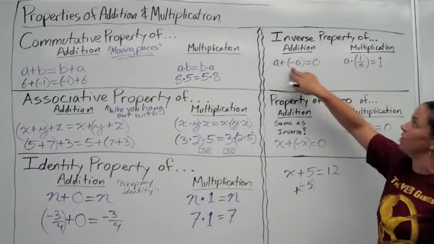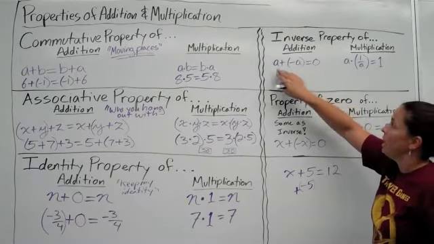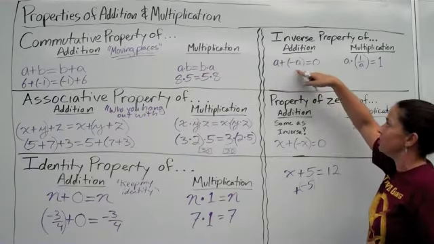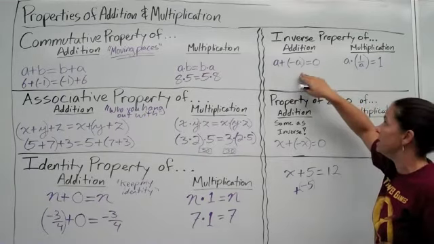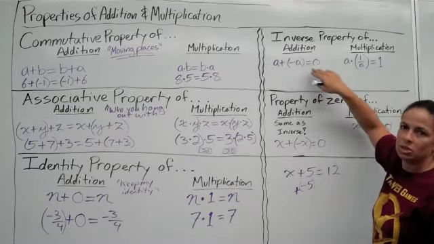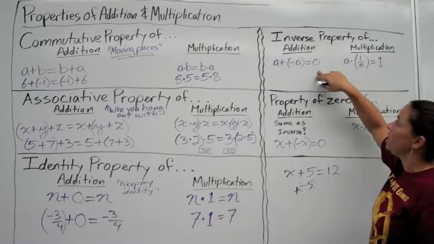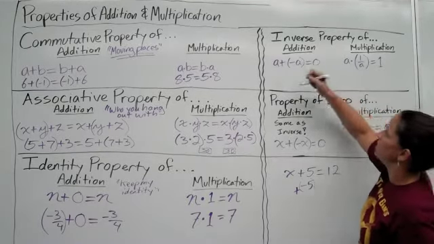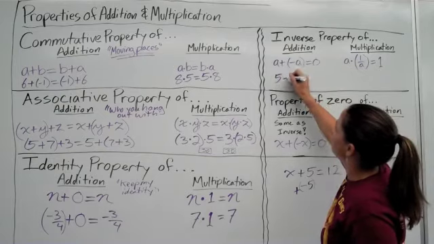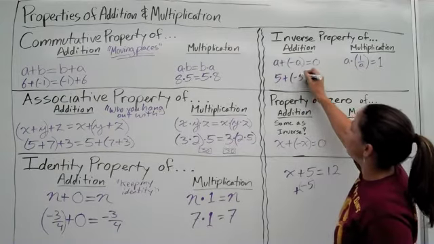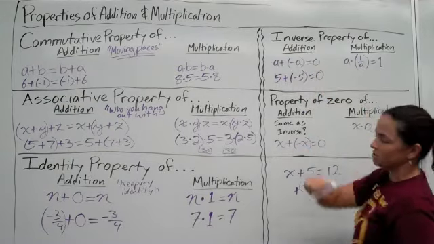So that's what we do here in the inverse property. A plus its inverse, or its opposite, negative a, add up to 0. If I tried it with a number, it's like saying 5 plus negative 5 adds up to 0.